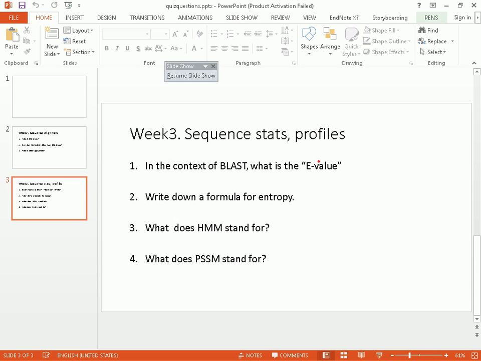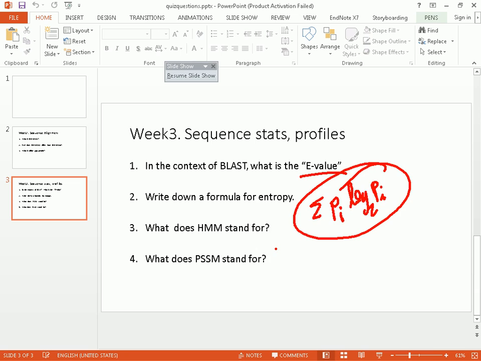So in the context of BLAST, an e-value is the expected number of sequences that you would get by chance having the same score. We haven't covered the entropy, but that is the summation of the probability of the ith event multiplied by the logarithm base 2 of p_i. If the formula looks anything like this, where you multiply p with log p, it should be acceptable. And the log base 2 is not necessary. You could have any base.